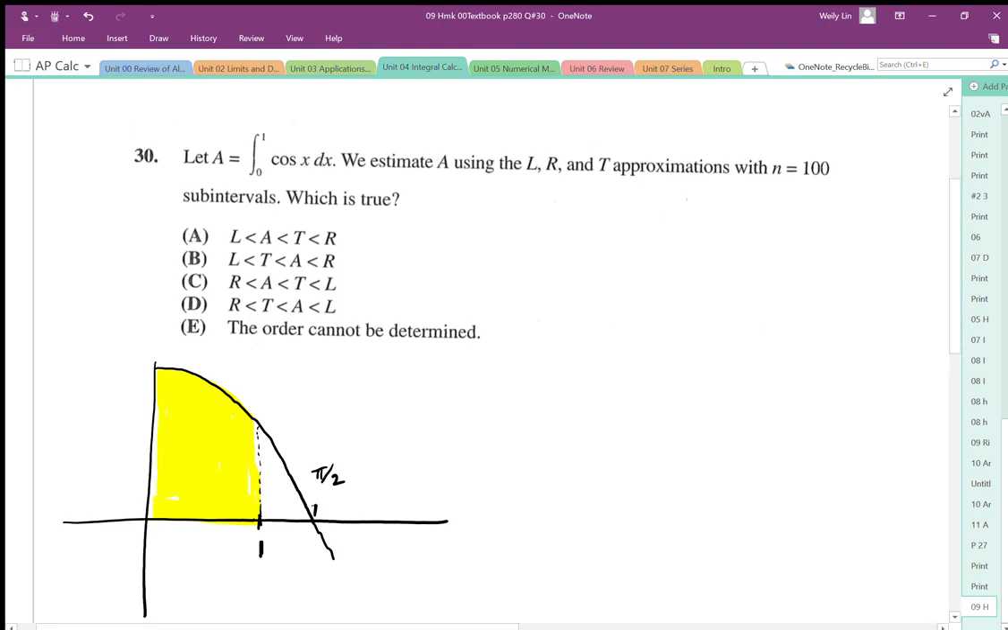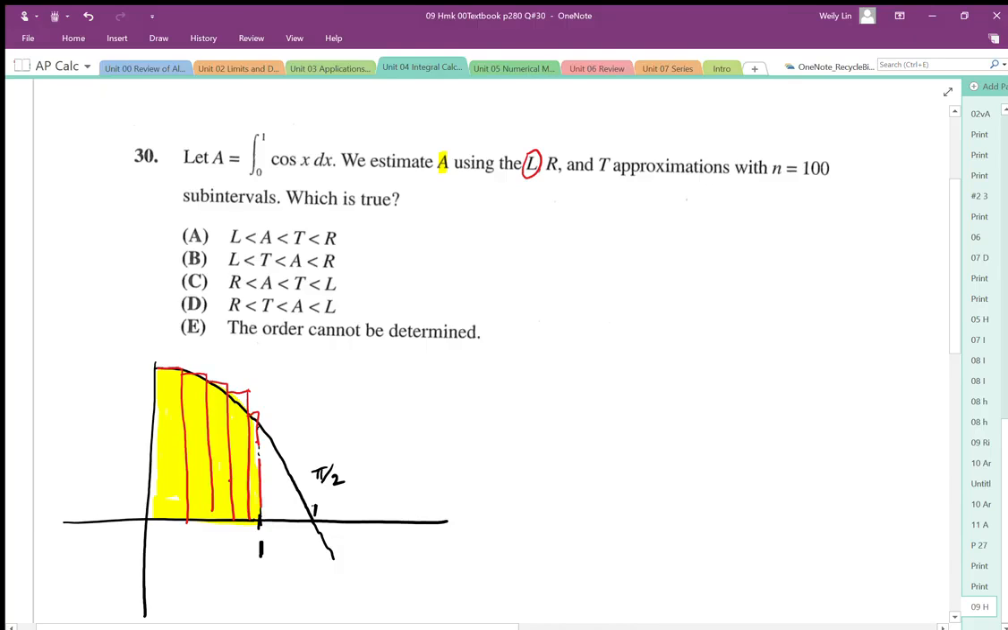So I'm going to just highlight that there. L represents the left edge Riemann sum, or left Riemann sum. So if I draw left Riemann sums here, it's going to look like this. And based on the fact that it's a decreasing function, we can see that the left Riemann sums must be above the curve. So that means that the left Riemann sums must be bigger than the area.